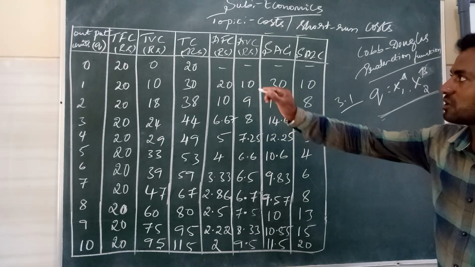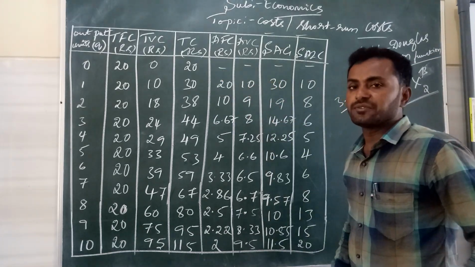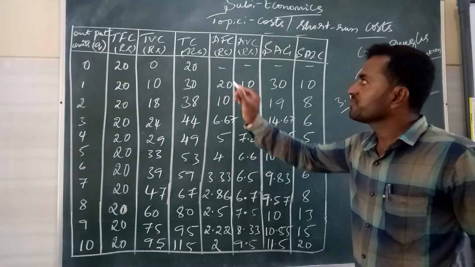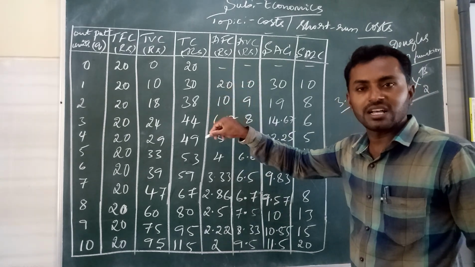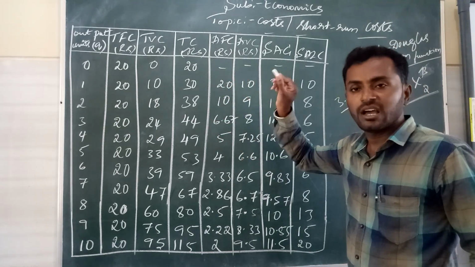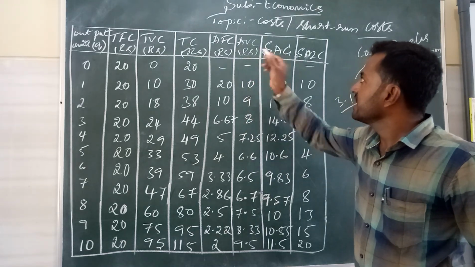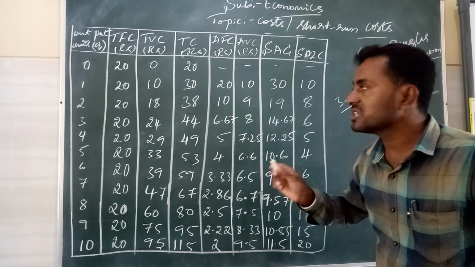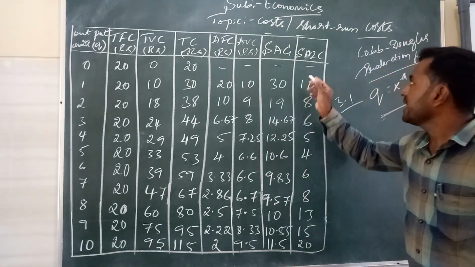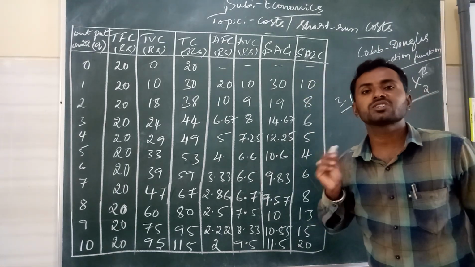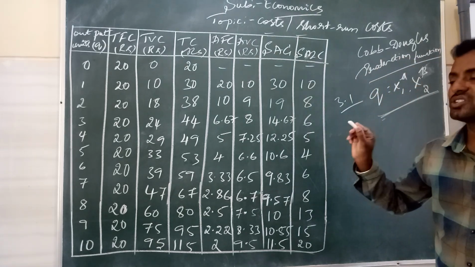First we have to know TFC, total fixed cost, TVC, total variable cost, TC, total cost, then AFC, average fixed cost, then AVC, average variable cost, then SAC, short-term average cost, then SMC, short-term marginal cost. These are the short-term costs.